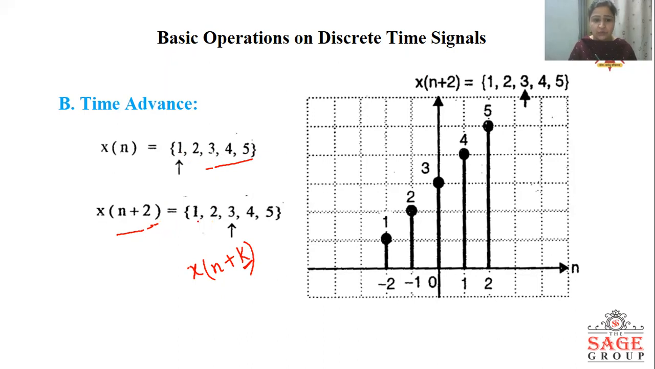That means the whole sequence will be shifted towards the left by 2 samples. That means the sample which was located at n is equal to 0 will now be shifted to n is equal to -2. So now we can see at n is equal to -2, we have sample 1. Similarly, the sample which was at n is equal to 1 will now be shifted to n is equal to -1. So here at n is equal to -1, we will have sample 2. Similarly, at 0, we have 3. Then at 1, we have 4, and so on. This is how we will get a time advanced signal of any signal.